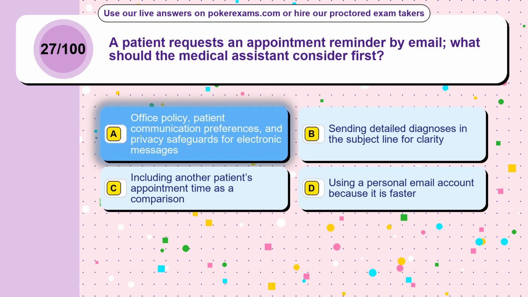The correct answer is option A. Office policy, patient communication preferences, and privacy safeguards for electronic messages.